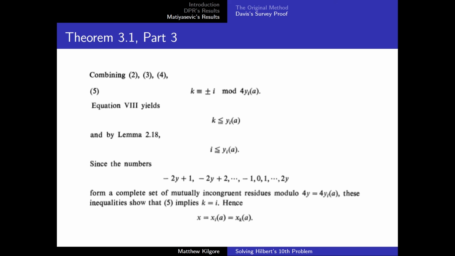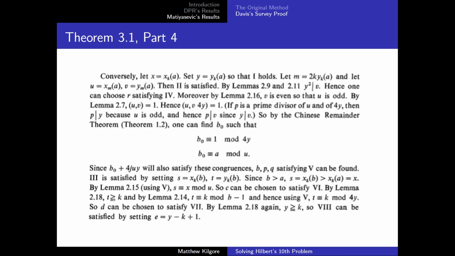Now, since the n moves from minus 2y plus 1 to 2y, the residue is mod 4y, which is equal to 4y of a. And we have that these inequalities force that k equals i. Thus, x equals x_i of a equals x_k of a.